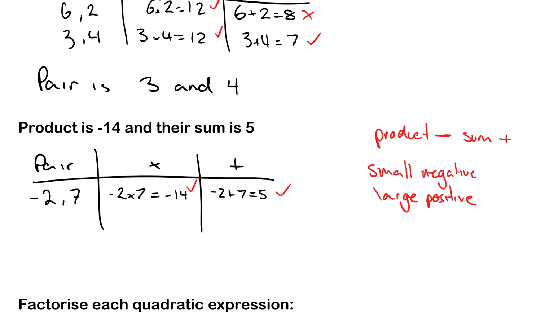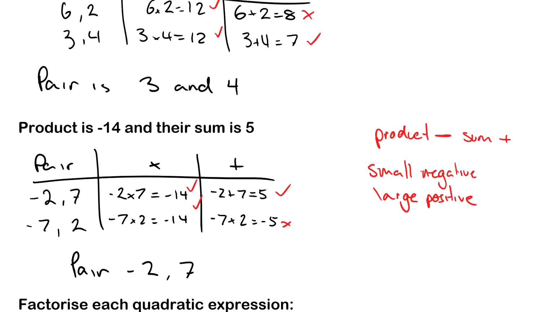Now, if I did the opposite and did negative 7 and 2, we'd have negative 7 times 2, which is negative 14, so that's a tick. But we have negative 7 plus 2 is negative 5, so that's why our smaller number was negative. Alright, so in this case, the pair is negative 2 and 7.